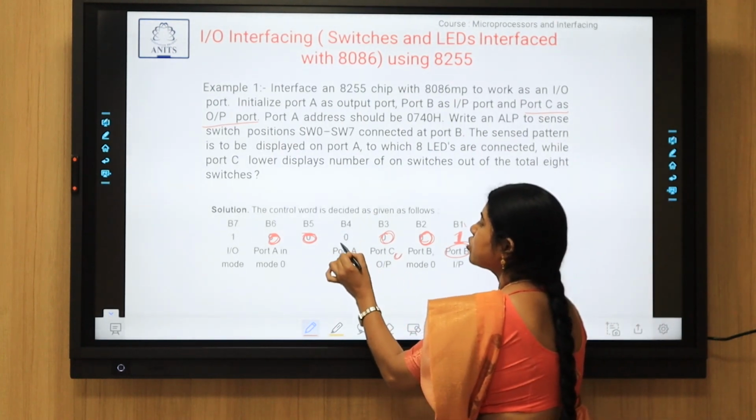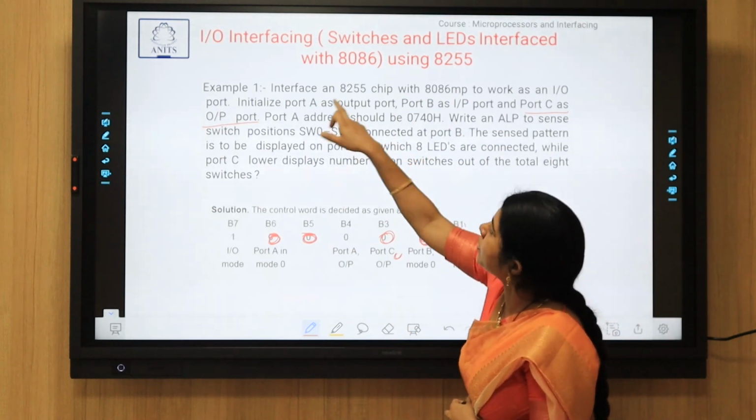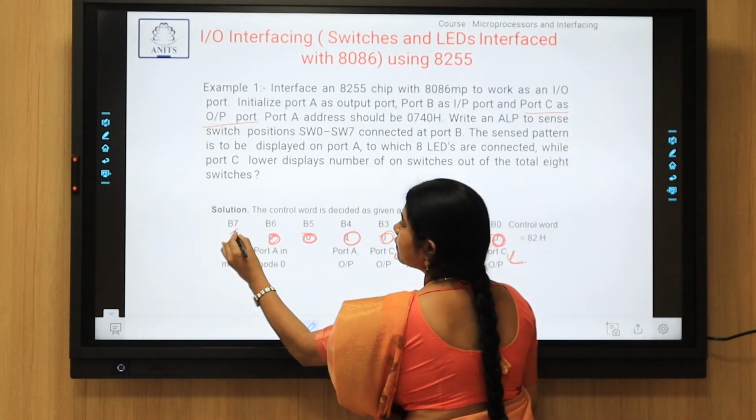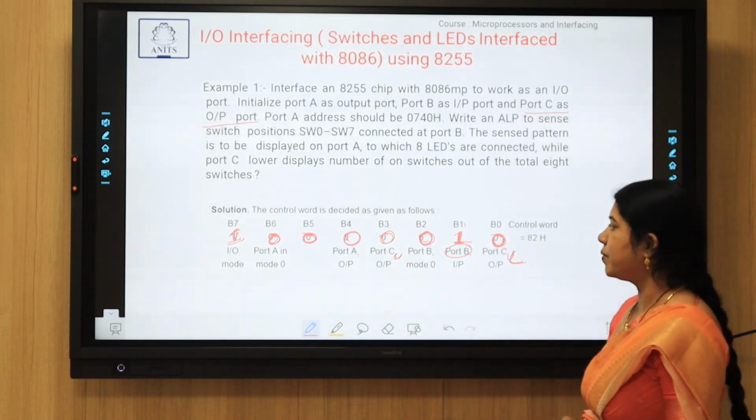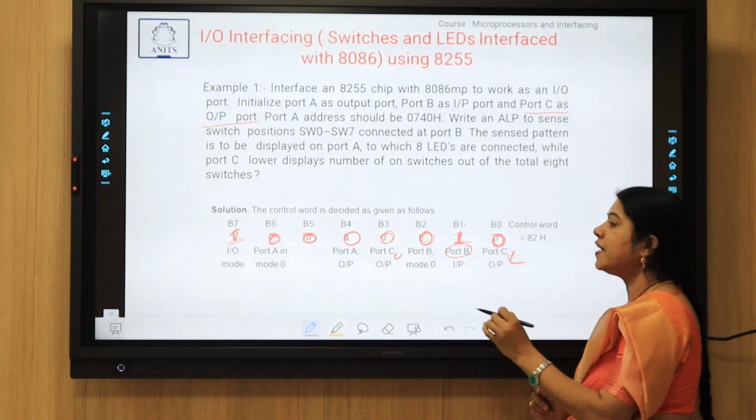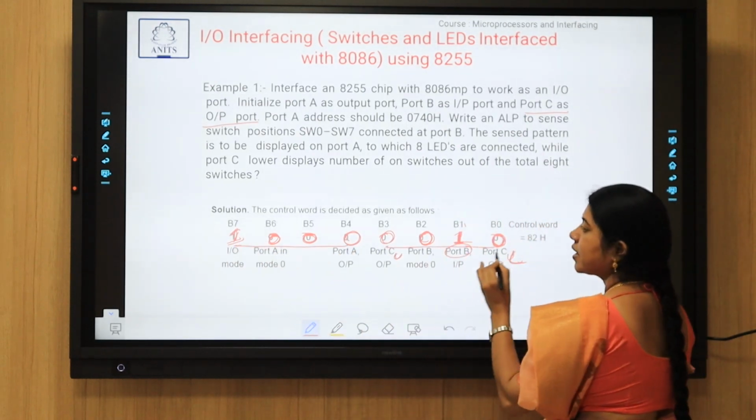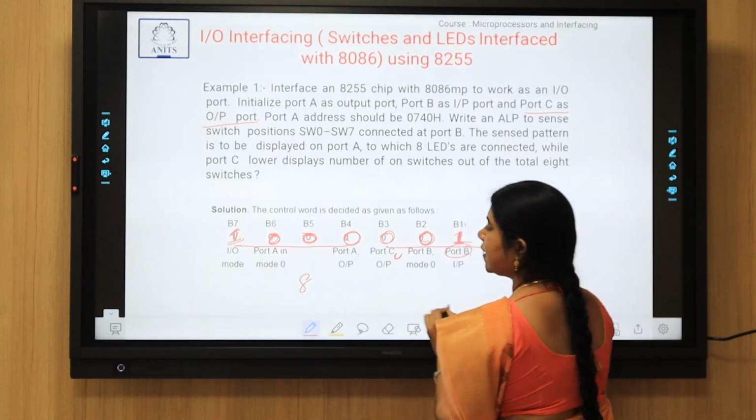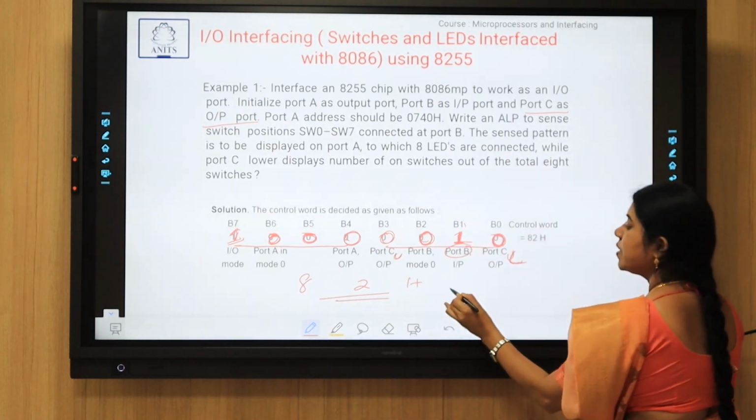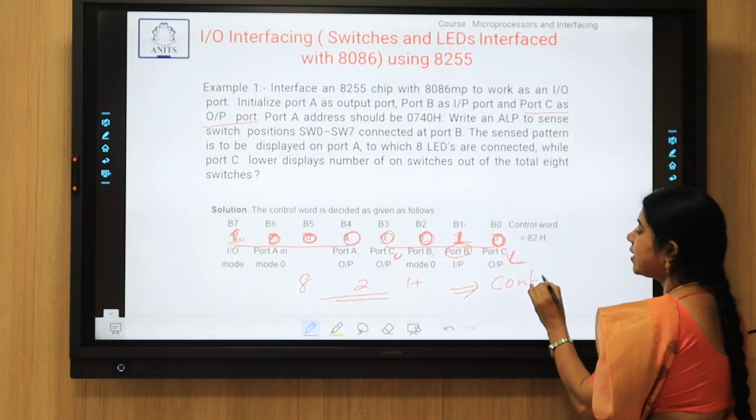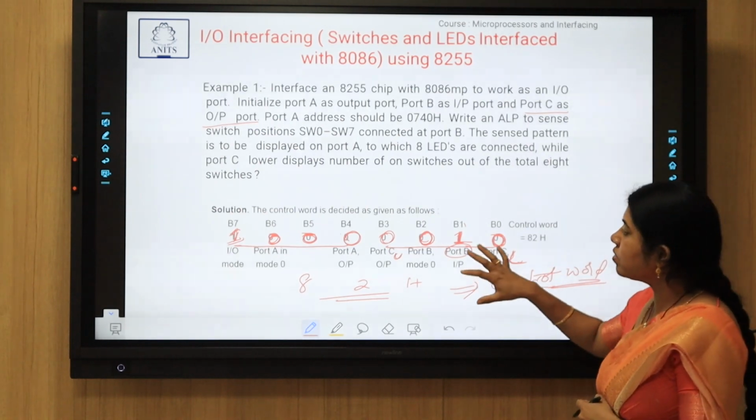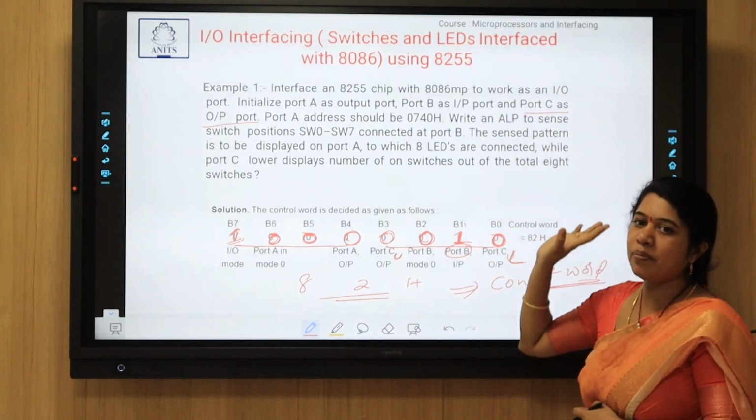And this bit will be used to represent port A. Let us see what is port A. Port A is an output port, so this bit also must be 0. This is always 1 for initializing IO mode. So after initializing the corresponding bits according to the statement, we have to write a control word. 1000 is nothing but an 8 in hexadecimal, and 0010 is nothing but a 2. So what is this 82H? It is a control word that is used to control the 8255 operations. According to this control word, this 8255 will be operated.